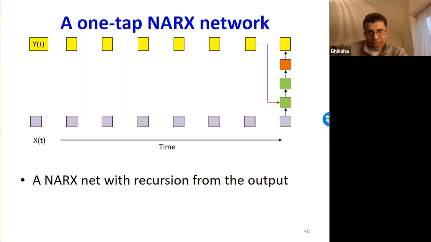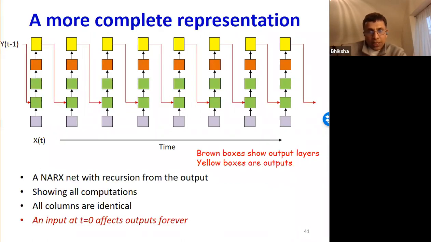So at each time, the inputs to the net are the current input and the previous output. Now, here's a more complete representation that shows all the computations being performed. It shows every computation step. So look at what happens over here. If you have an input over here, you can just follow the arrows to see how it influences the output.